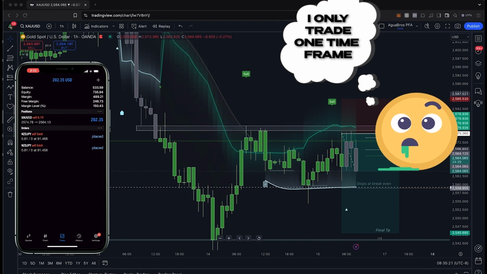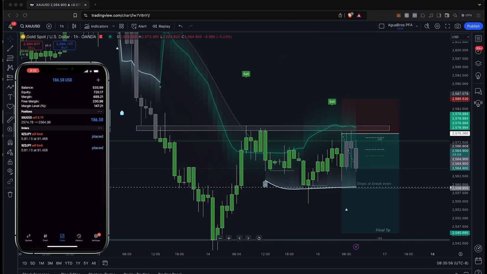So if price does not break below this area right now, I may consider to just close out, because you can see price has been playing around, going back to entry, and it's really been struggling. We're up quite a bit.